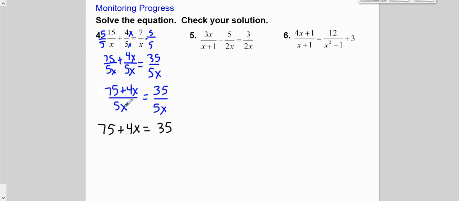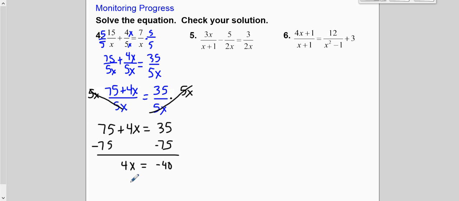Now, if that bothers you, another way you could think about it now is to multiply both sides of the equation by 5x, and then these cancel out. And we get 75 plus 4x equals 35. All right, finish solving. On your mark, get set, go. x equals -10.